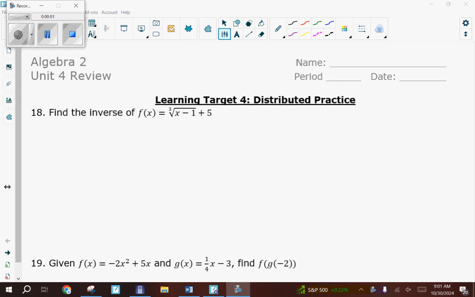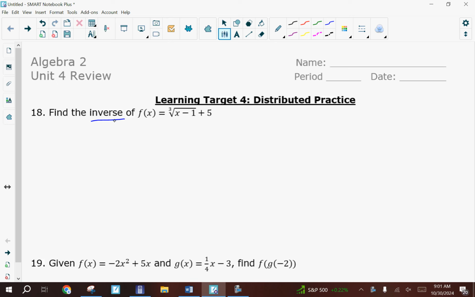Okay, so for the Unit 4 distributed practice review, I'm going to go over the 4 questions that you'll have to know about. The first one is about the inverse, and the inverse is when you switch your x and your y. So the first thing I'm going to do is rewrite this f of x so that it's a y.